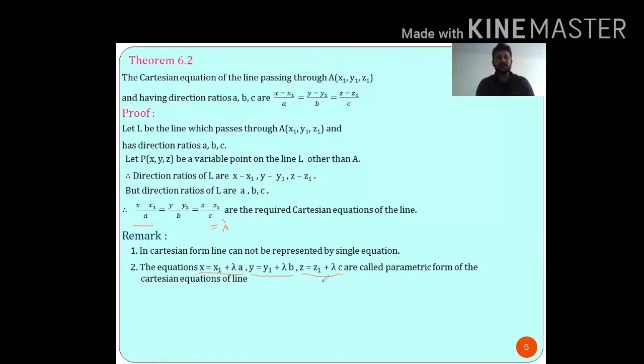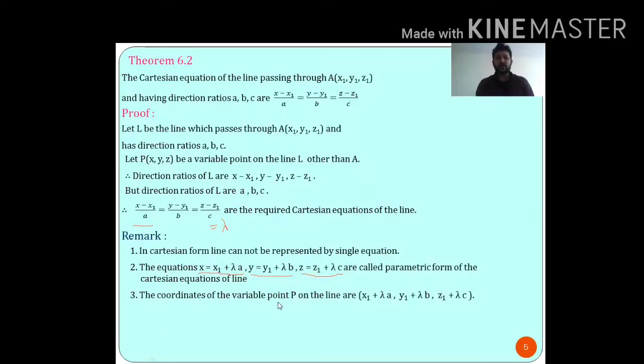So these values for x, y, and z can be considered as the coordinates of a general point P. Let us see the third remark. The coordinates of the variable point P on the line are x1 plus lambda times a, y coordinate y1 plus lambda times b, and z coordinate z1 plus lambda times c.